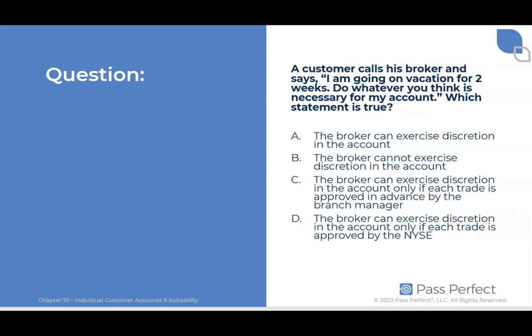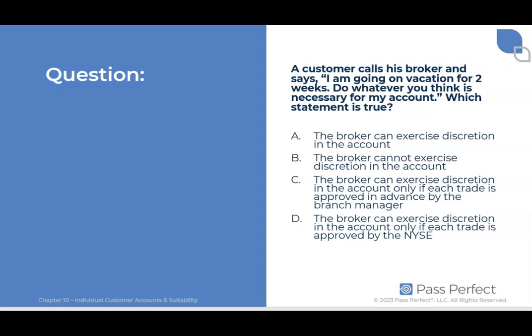Okay, that's 6 so far. Nope, that's 7. Okay, so a customer calls his broker. All right, notice he calls, right? That means he called him on the phone and says, do whatever you think is necessary for my account. Well, in order to have discretionary authority, the customer must give discretionary authority in writing, must give power of attorney to the registered representative to be able to exercise discretion. There is no mention here of him filling out a power of attorney form, in which case the broker cannot exercise discretion.